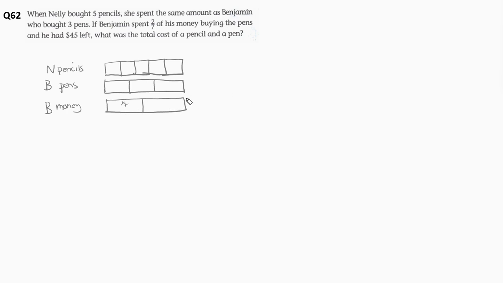So here we have 2. So if we're not sure, 3, 4, 5, 6, and 7. All right. So 1, 2, 3, 4, 5/7 here that's left. And we're told that if he spent this money, he would have $45 left.